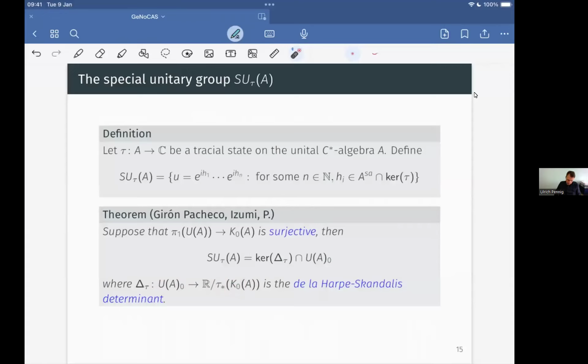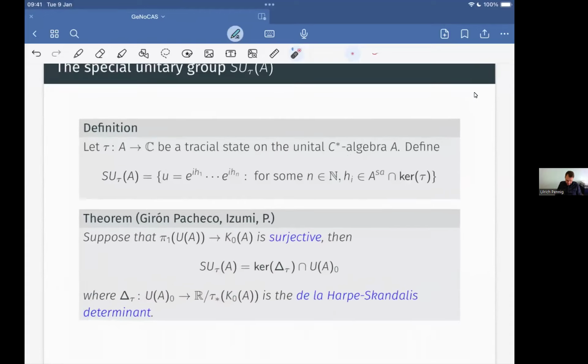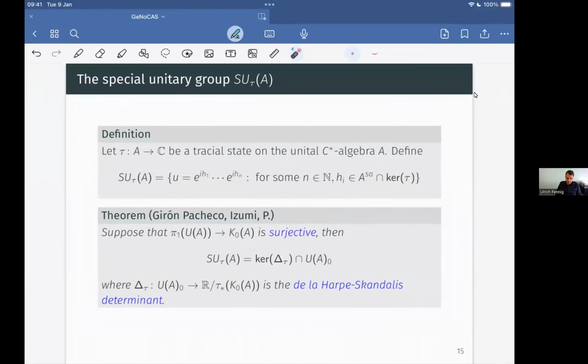And then it turns out that if you assume that this map is surjective, then this special unitary group is actually the kernel of this de la Harpe–Skandalis determinant. So you can also describe it as the unitaries with determinant 1, if you like. Okay, so why am I telling you all of this?